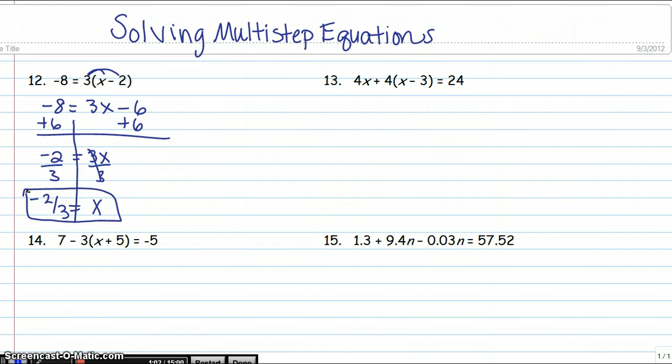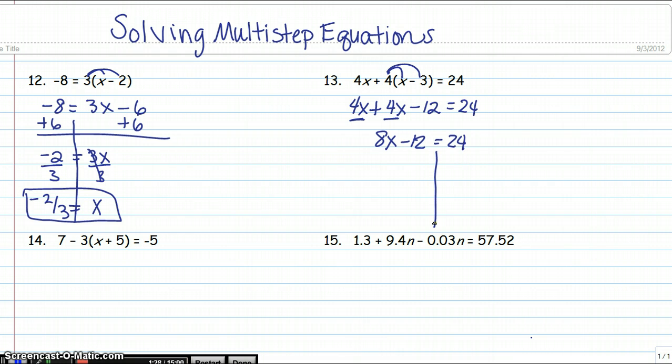Alright, number 13. If I use the distributive property first, I'm going to write 4x plus. Distribute, get 4x, and then 4 times negative 3 is negative 12. And that equals 24. I then need to combine my like terms here on the left-hand side. 4x and 4x is 8x. So I have 8x minus 12 equals 24.